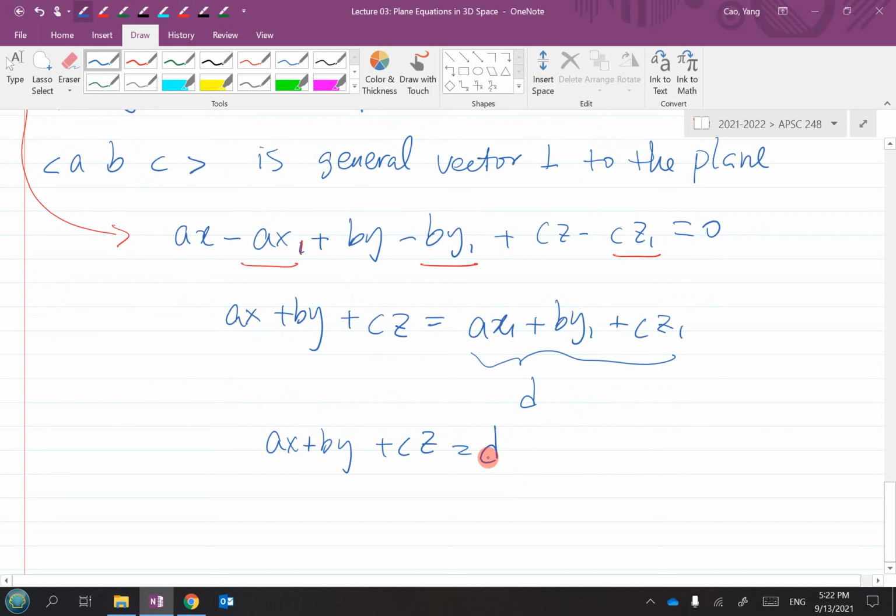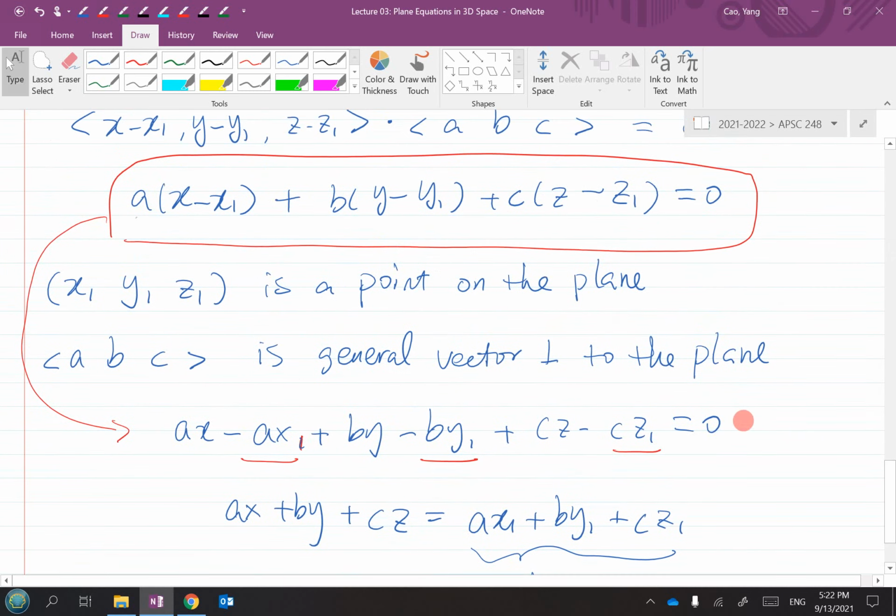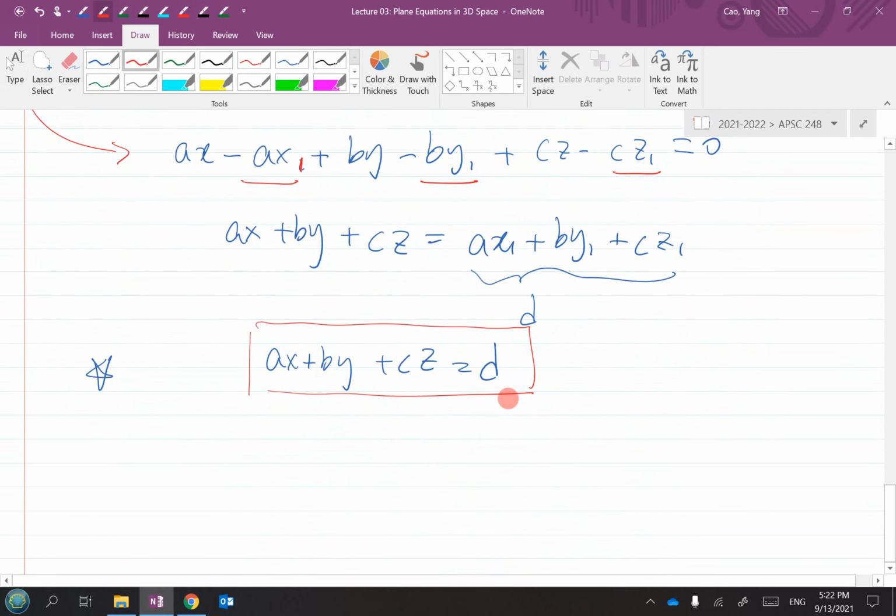So basically what I'm trying to illustrate here is when we talk about a plane equation, in terms of format or how it looks, you can have it this way, or you can have it this way. It's the same thing. So this second one here, more or less, is a derived expression based on the first one.